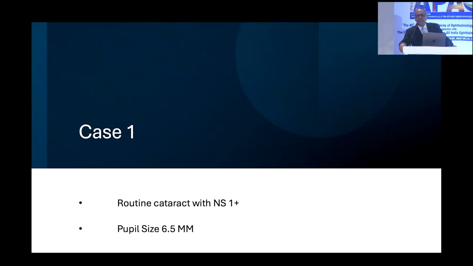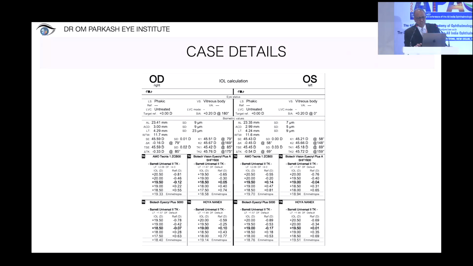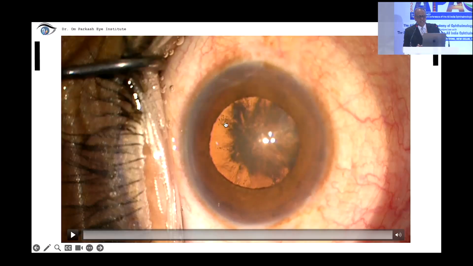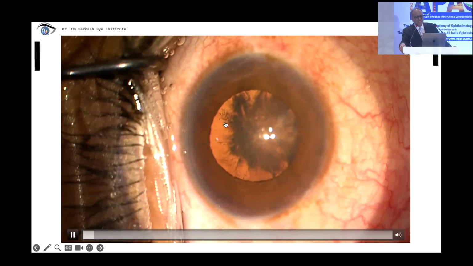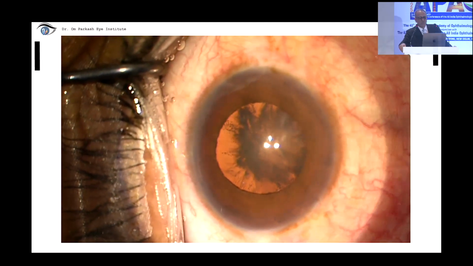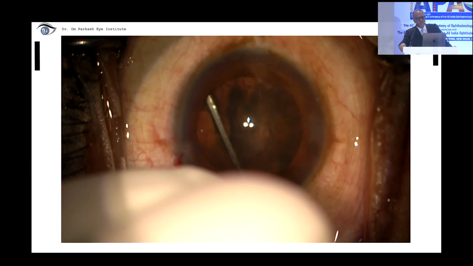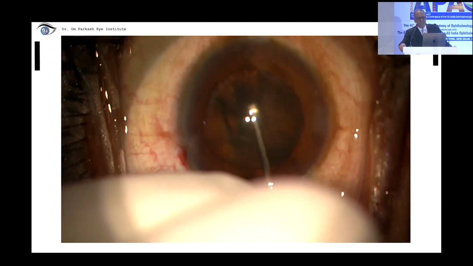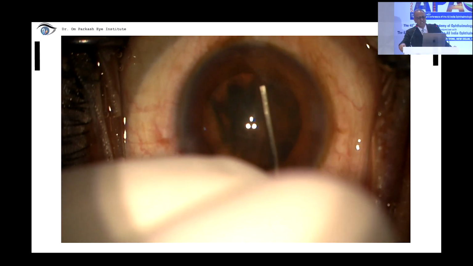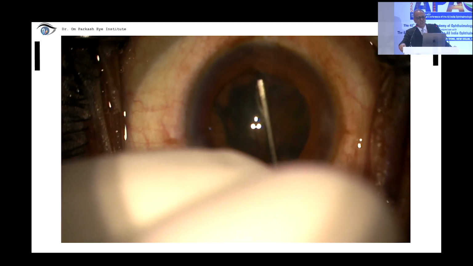So this is case 1, which is a routine cataract, and the patient has nucleus sclerosis grade 1. The pupil size is 6.5. The biometry shows that there's no extreme length of the eye in any case. The resident started the surgery. In this case, you will find that she's doing hydrodissection in a very slow manner. Everything for her is being done in a very cautious way.